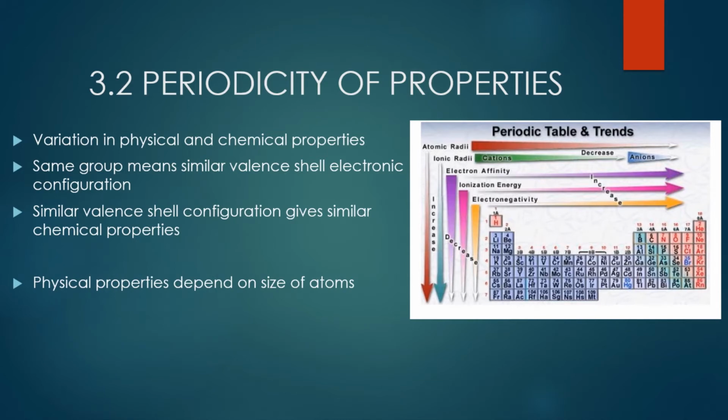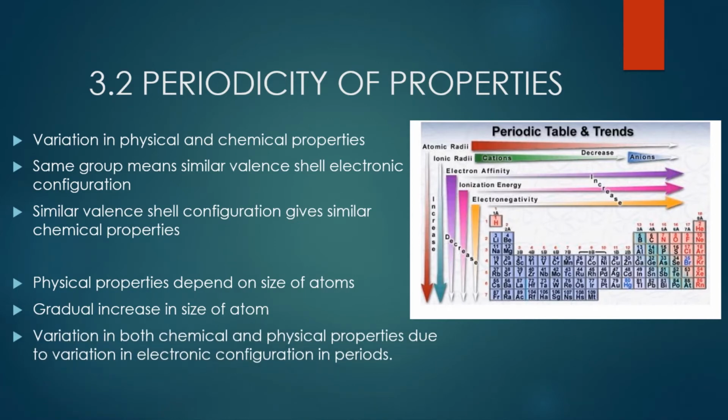Physical properties depend on the size of atoms. Since size of atoms changes gradually from top to bottom in a group, therefore elements show gradation in physical properties in the same group. In a period of periodic table, the number of electrons present in the valence shell increases gradually from left to right. Their chemical and physical properties also show variation in the same manner. So, we have seen that the variation in both chemical and physical properties is due to variation in electronic configuration in periods.